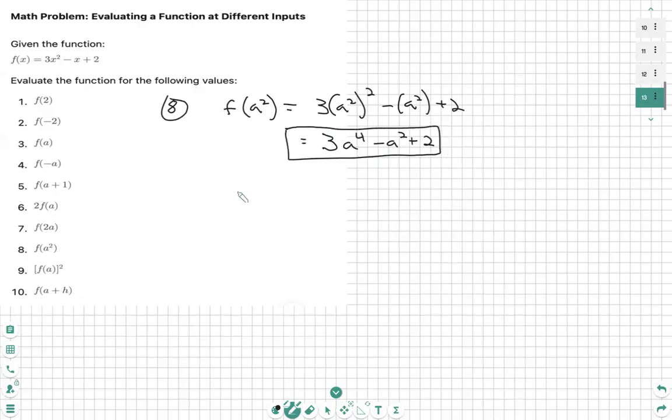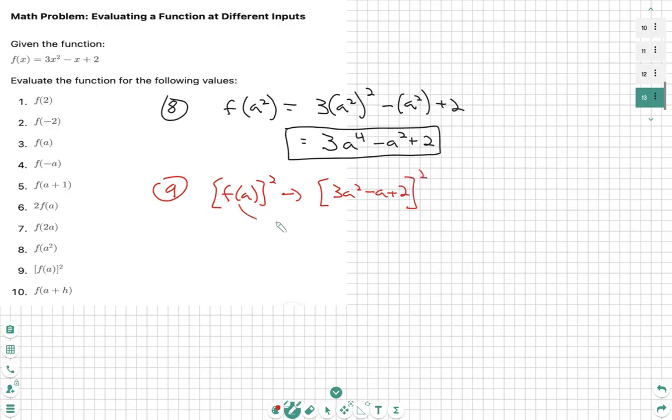Let us move on to number 9. Number 9. So this one, we're going to have f of a, and squared. So what we're going to do is find f of a, and then we're going to square that entire thing. So not going to be the most fun, but we'll get through it. So first, let's find f of a. Well, f of a is just replacing my x with a. So we'll just get this guy right here.